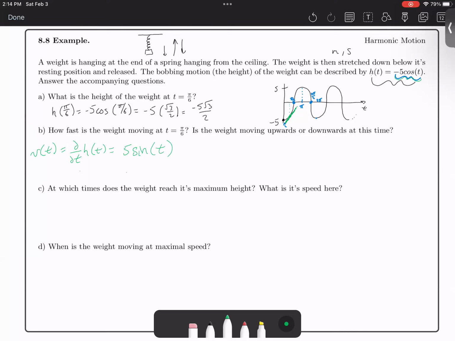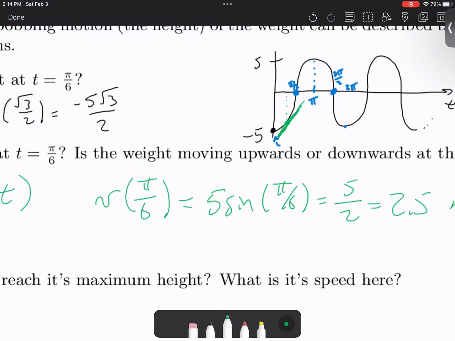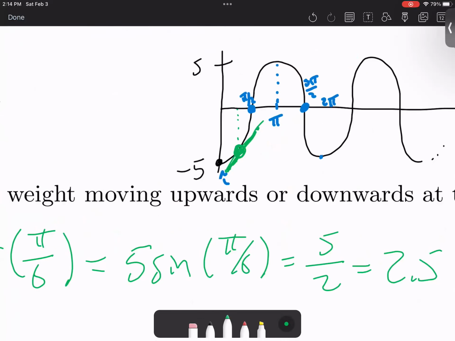All right, and now we need to evaluate this at pi over 6. So, hey, velocity function, what are you at pi over 6? 5 times the sine of pi over 6 is 5 over 2, or 2.5. This would be measured in meters per second. So at this moment right here, the weight is moving upward at a rate of 2.5 meters per second.